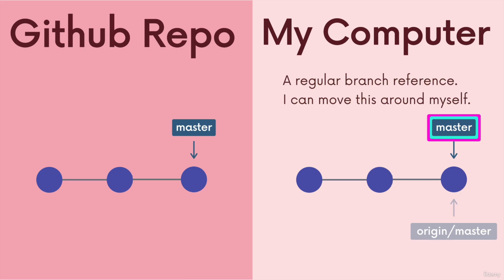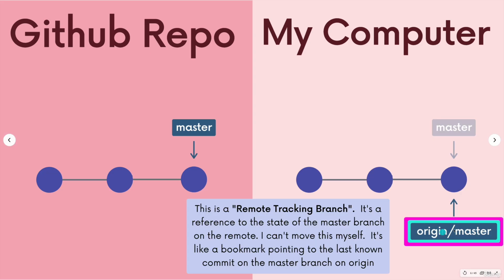But then there's this other thing, origin/master. This is something called a remote tracking branch reference. It sounds complicated, but basically it's just a pointer in the same way that this is a pointer. But this pointer does not move, or I don't move it myself. It's pointing back to the last known commit on the master branch from the origin remote. So in other words, wherever this is pointing.